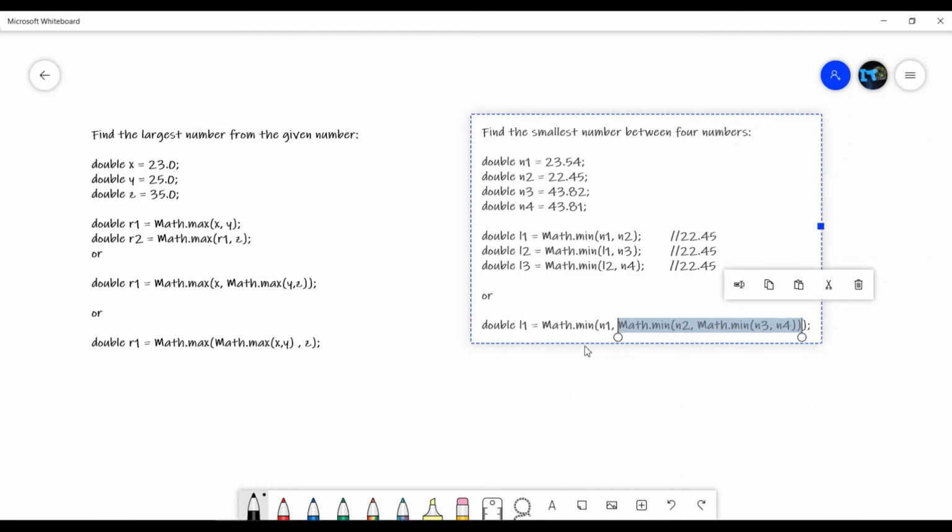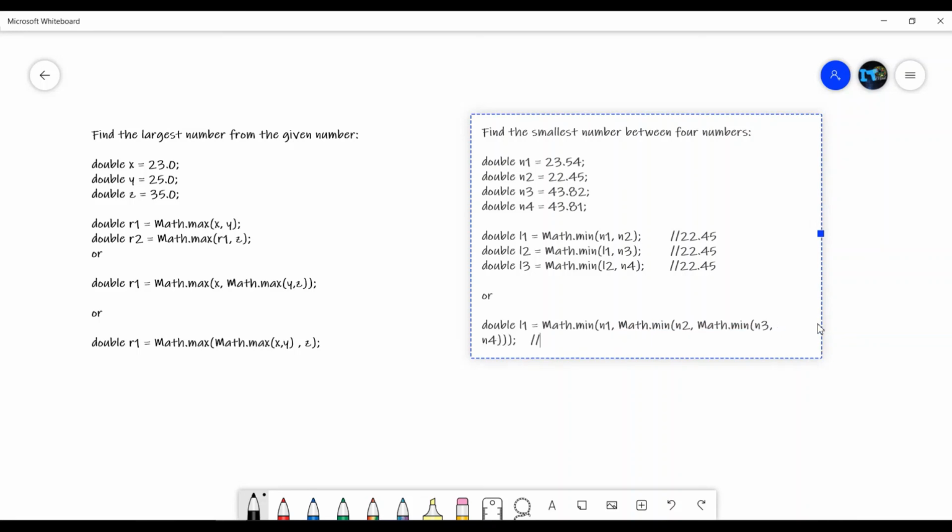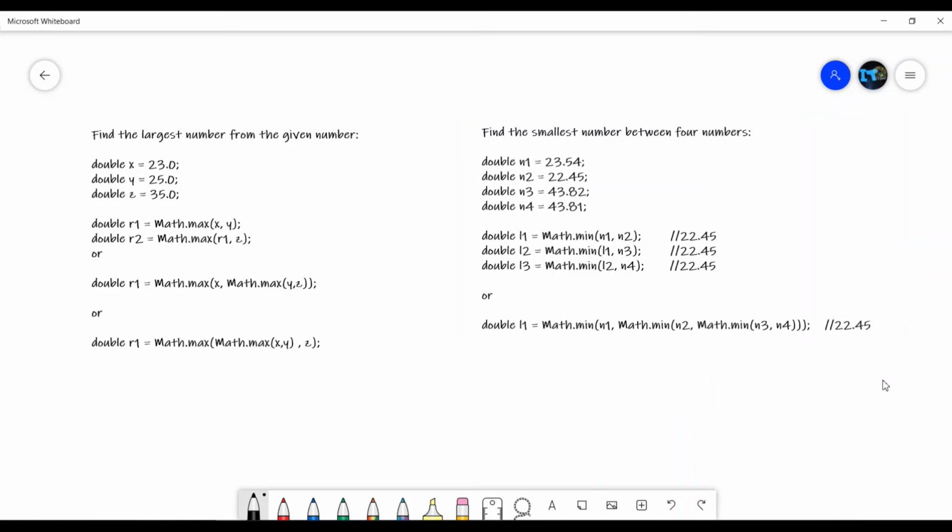Then it checks with your n1, that is 23.54 of 22.45. Then what will be the lowest one? That is your 22.45. So at the last it returns 22.45. In this way you can calculate the smallest number among your four numbers, or among three numbers. So this is all about today's session.